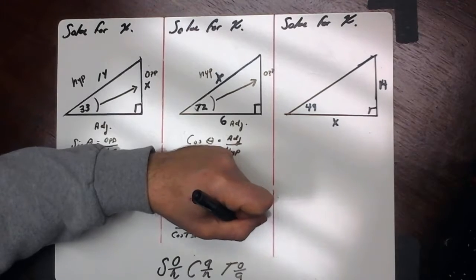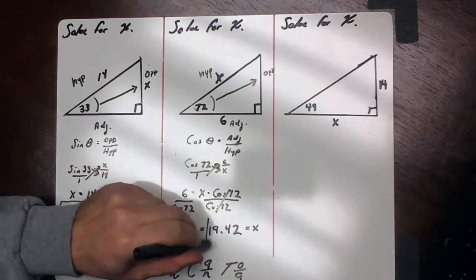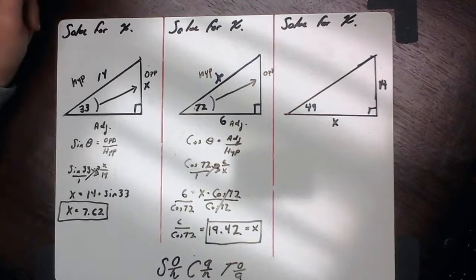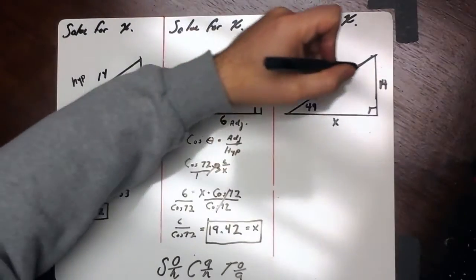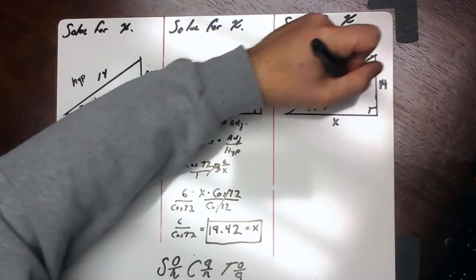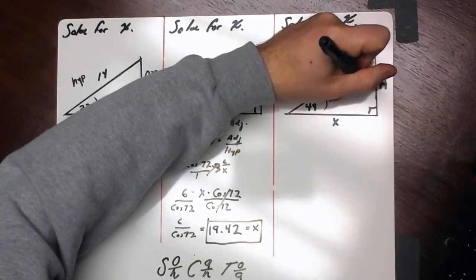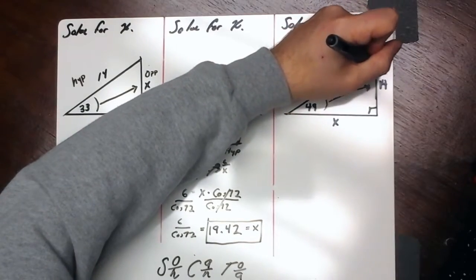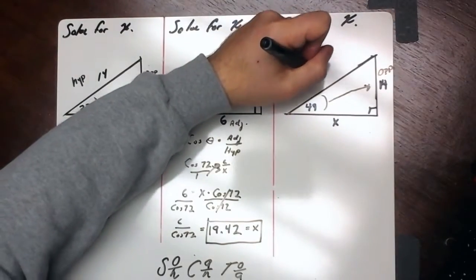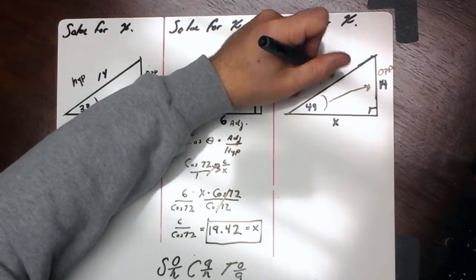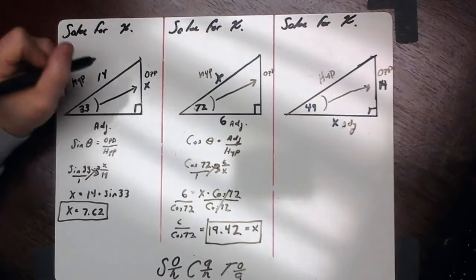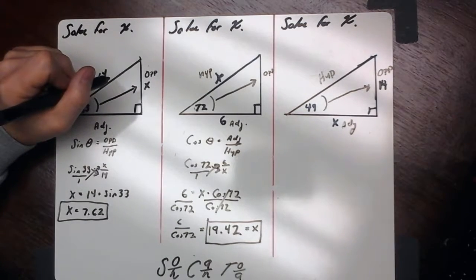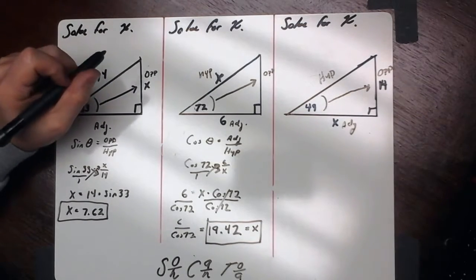I'm going to put an X here. Okay, next. So, this one gives me 14 there. I'm going to draw now a straight out. So that's my opposite. This is my hypotenuse. And this is adjacent.